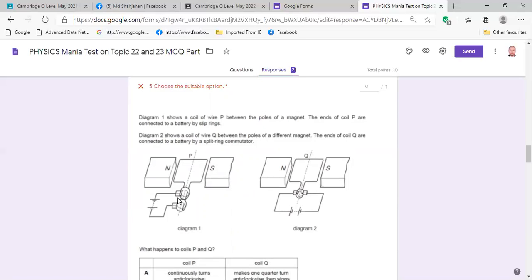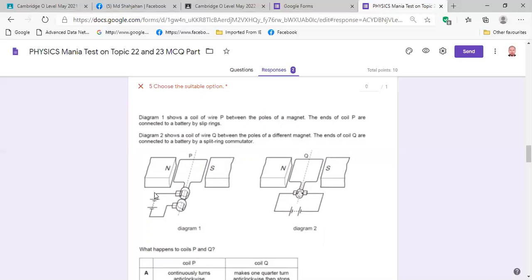The right side one is very much familiar with us. We know this is a DC motor, right? Yes, sir. It will continuously rotate, so it does not have any problem to understand. But the left side one, as we have slip rings, there is something to think, isn't it?